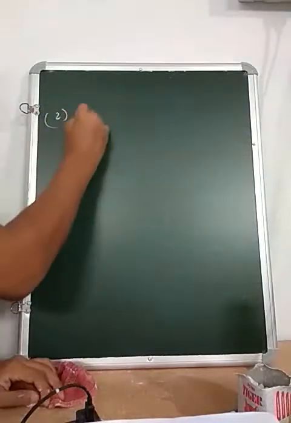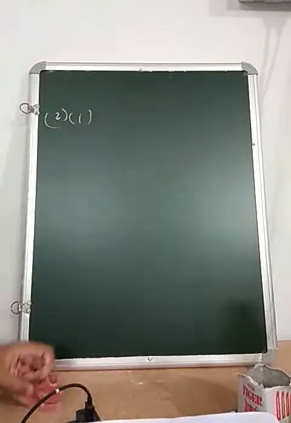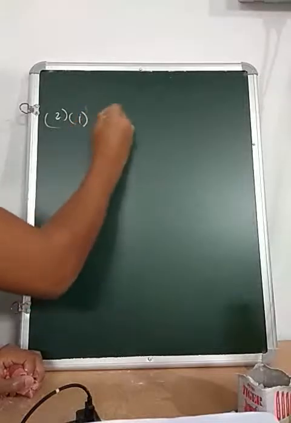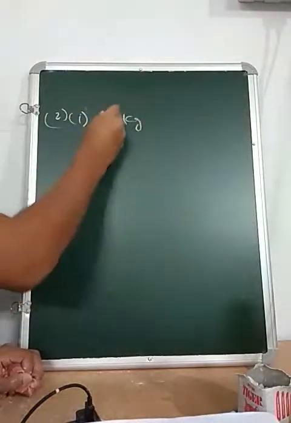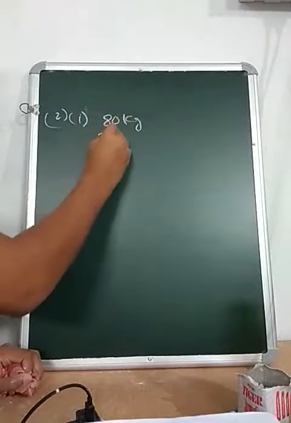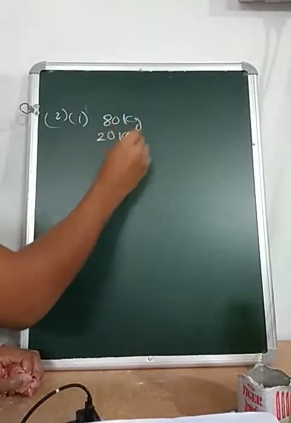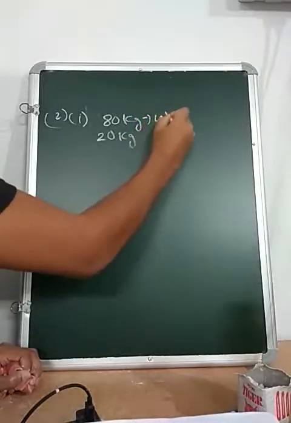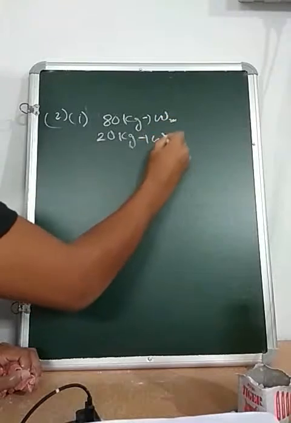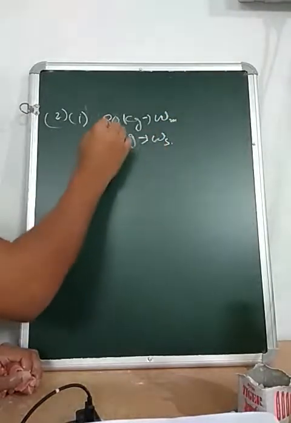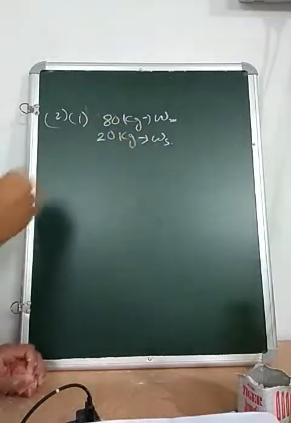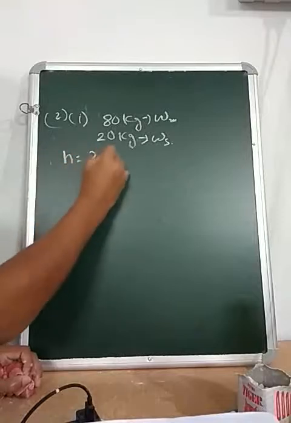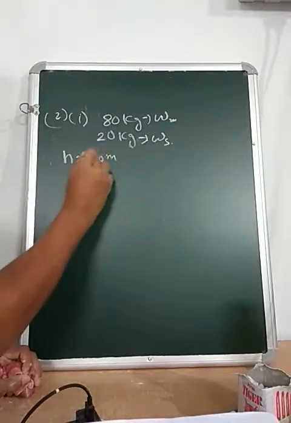Now the next question was a numerical question. A man of weight 80 kg carries a stone of weight 20 kg. This is the weight of the man, Wm, and this is W stone, the weight of the stone. The man carries this 20 kg stone up to the top of the building, which is 30 meters high. You are asked to calculate the work done.